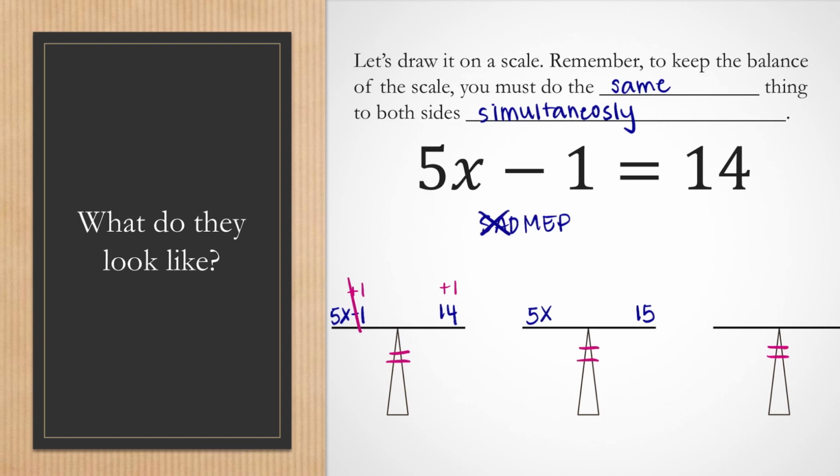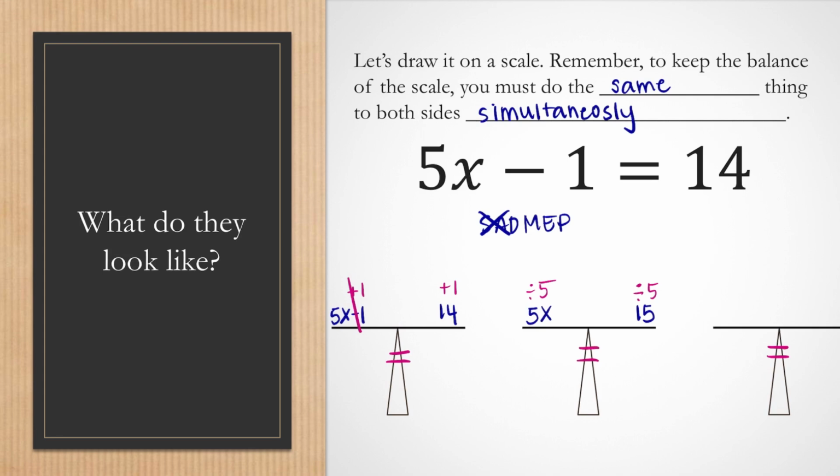Okay, so that takes care of the SA. Now let's do the DM. I don't know how else you would say it. So the division and multiplication. And that just really refers to the coefficient in front of the x. So to get rid of that 5, remember we're multiplying it right now. So I'm going to divide both sides by 5.